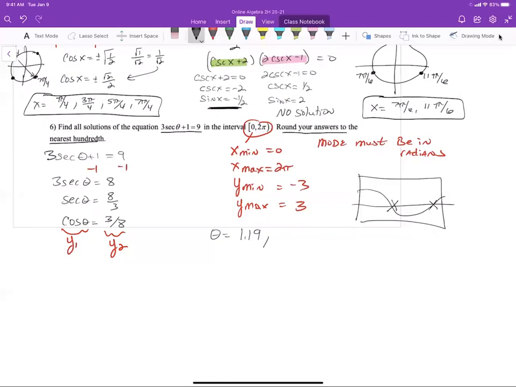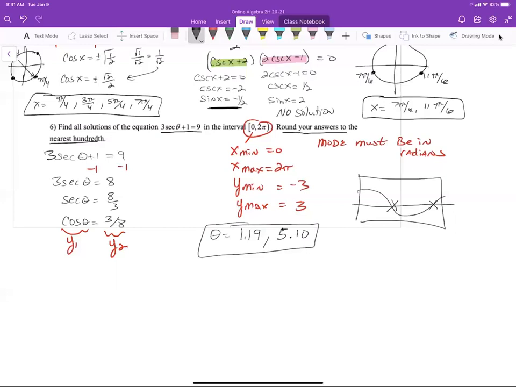Now you can scroll over and get close to it, or you can plug in a value. 2, 3, 4, 5. I'm going to just guess 5. And it gave me 5.096. So I'm going to round that to 5.10. And those are your 2 values.